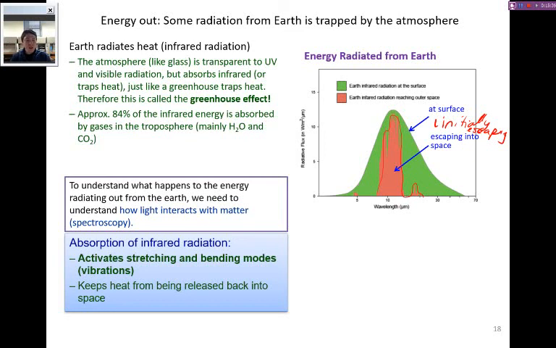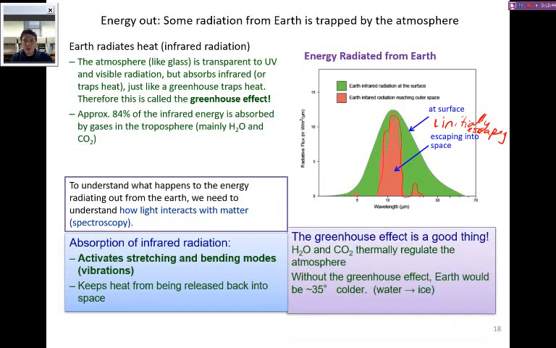And those vibrations trap in the energy and re-emit it back down towards the Earth. And that keeps the heat from being released back into space. And as I've mentioned before, this is a good thing. Without the greenhouse effect, we would be about 35 degrees colder on average. Most of the water on the Earth would be frozen over. And so this is really a good thing.